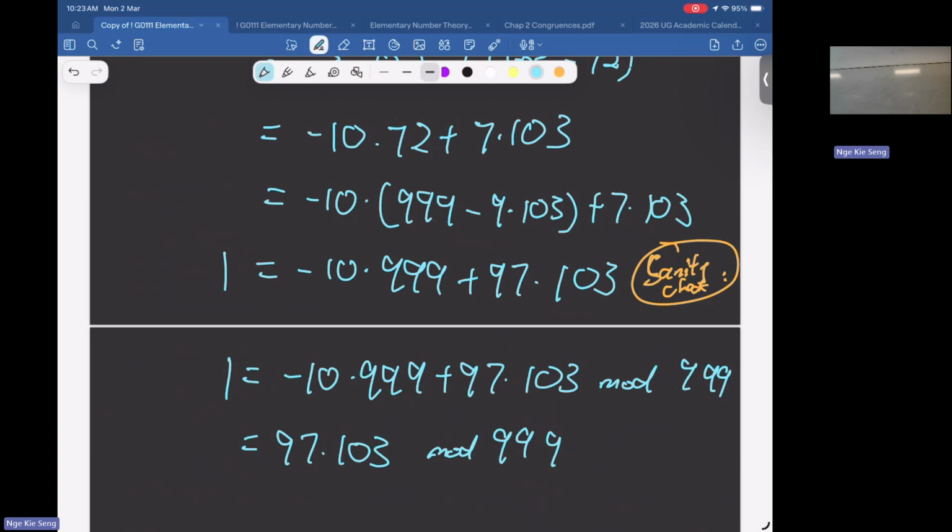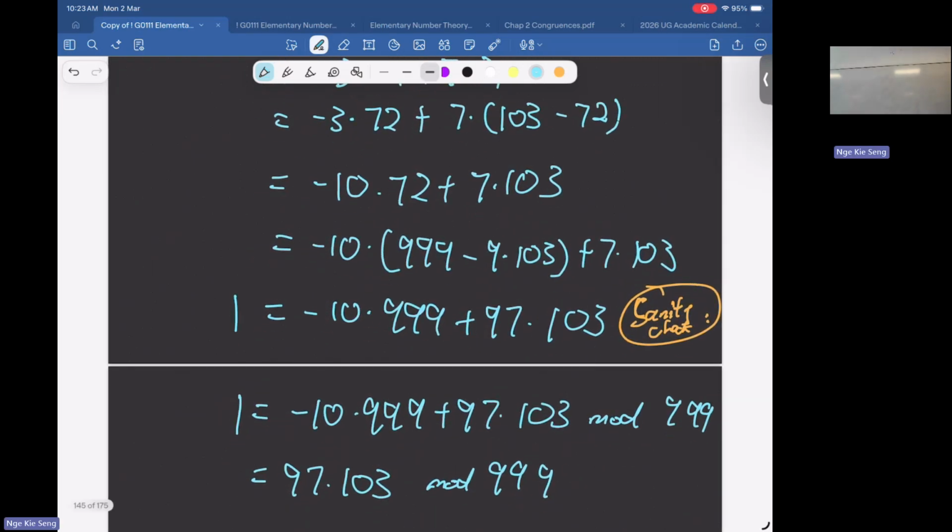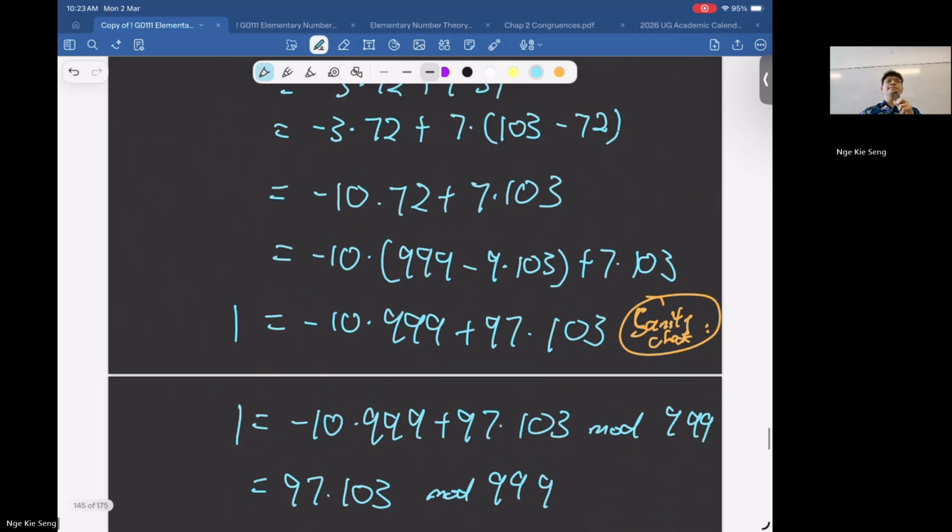That's why this is not a guessing number, not trial and error, but an algorithm to help you. Okay, so there's a reason why you learn the Euclidean algorithm first. So we're going to use the previous thing from the previous chapter for the next. Okay, any questions so far? Is it clear?